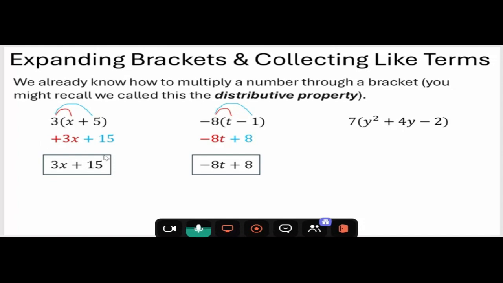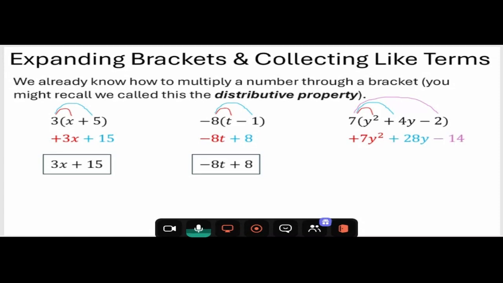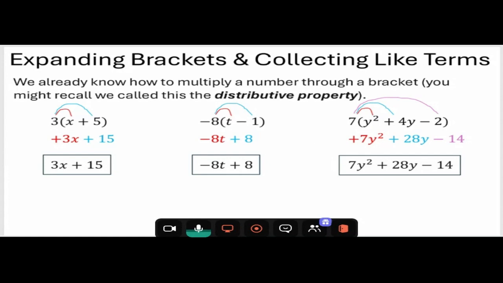This bracket has 3 pieces, so we take that 7 and we multiply it through all 3 of them. 7 times y squared, which is positive 7y squared. Even if we don't need to write that, we know it's there. 7 times 4y is positive 28y. And 7 times negative 2 is negative 14, like so. And we say, okay, we didn't need that leading plus after all, even though we know that it's there. So there's a quick reminder of expanding brackets.